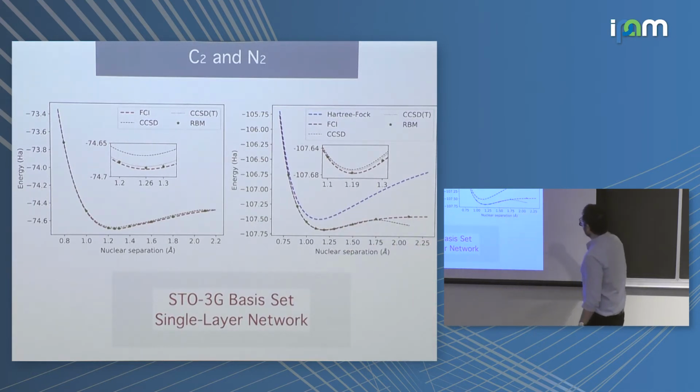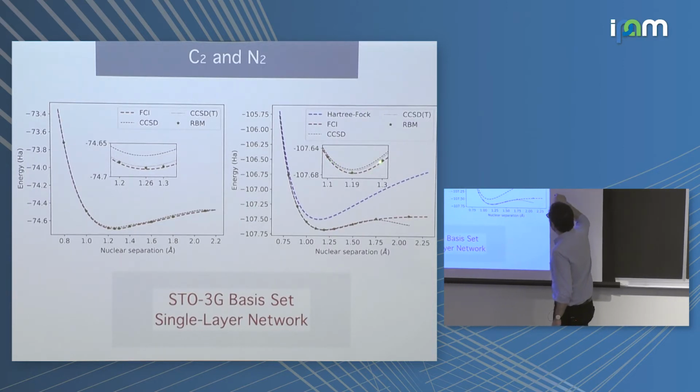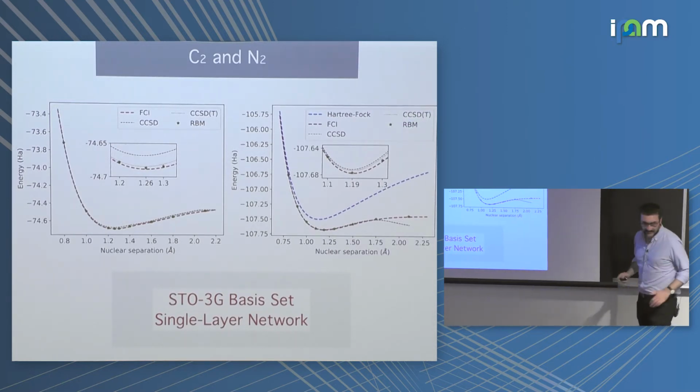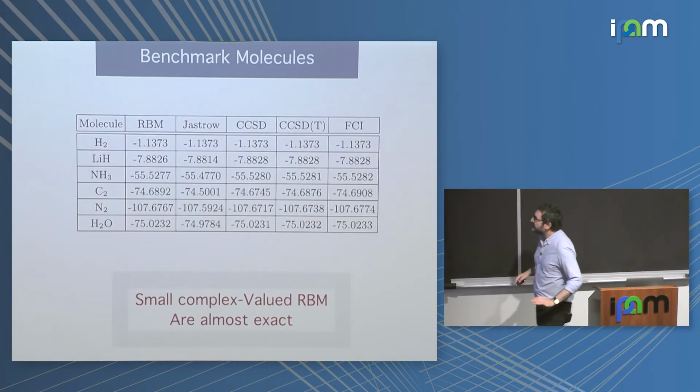So the same thing happens also for N2. You get pretty accurate results, and you improve also in this case even more, maybe because of the nature of the correlations in this molecule. You improve upon the coupled cluster results, again in this basis set. Now, yeah, you can see the numbers here.